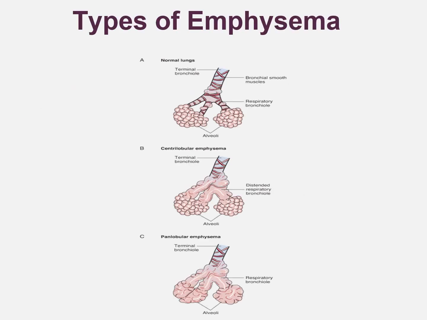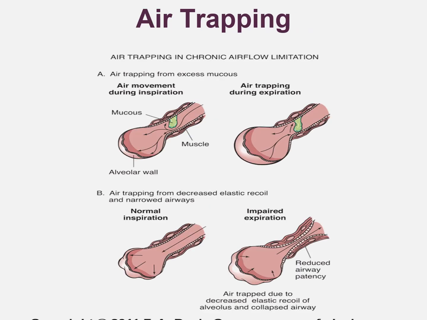So there's a couple different types of emphysema. You just need to have the basic concept of what it is and what causes it and what kind of treatment the patient is going to need to treat it. So again, we have that air trapping in chronic airflow limitation. Air trapping is caused from excessive mucus and from the decreased elastic recoil and the narrowed airways.